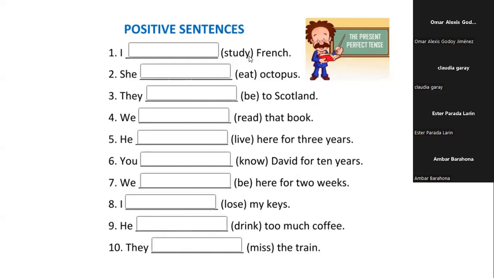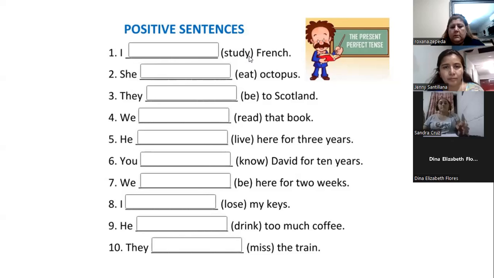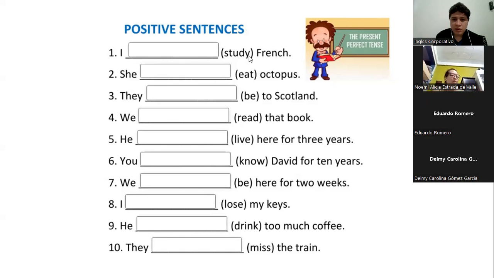Yes. You can type it if you want. Es pasado simple o participio. Well, actually, yes, there is a way. Okay, and Omar hace una pregunta que dice que si hay una manera más fácil de identificar cómo es, si el verbo es pasado simple o participio.